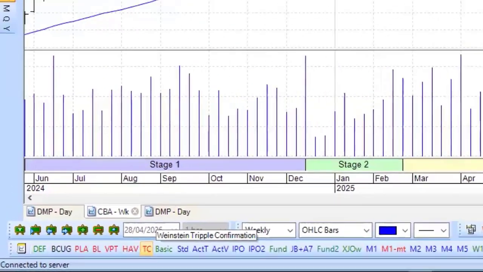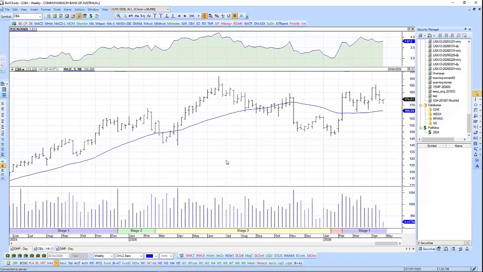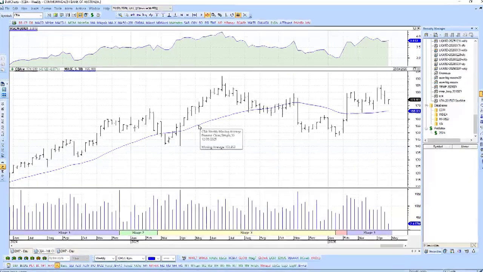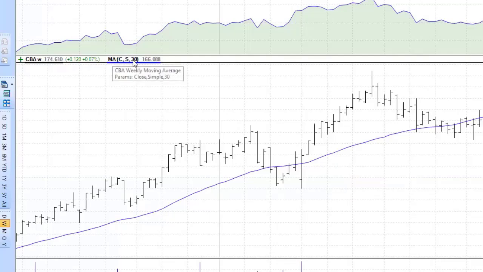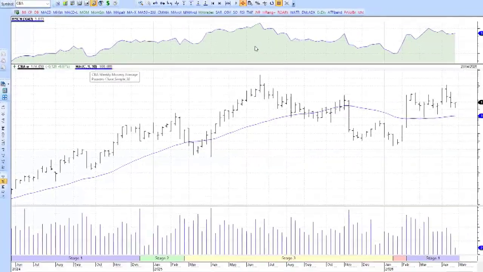Weinstein triple confirmation. If you're familiar with Stan Weinstein's triple confirmation strategy, you might know that he uses a weekly price chart, weekly data. Now, this chart has open, high, low, close bars again. And the blue line here is a weekly moving average, based on closing price, a simple MA over 30 periods. It says that up here in the title bar for that pane, 30 period moving average.